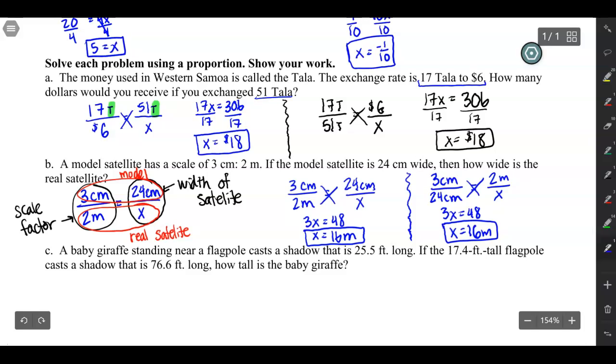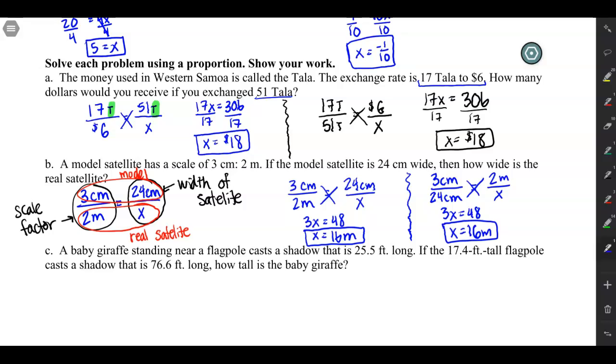All right, let's go through this next one together. If you want to press pause and try it on your own, I'd recommend it, and then come back and work through it together. A baby giraffe standing near a flagpole casts a shadow that is 25.5 feet long. If the 17.4 foot tall flagpole casts a shadow that is 76.6 feet long, how tall is the baby giraffe?